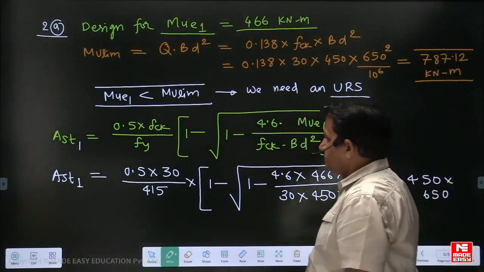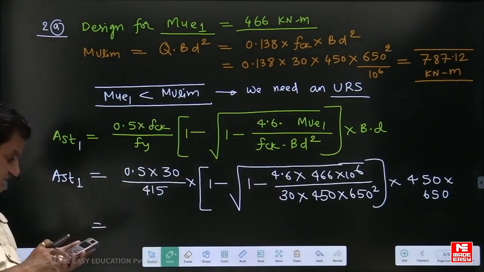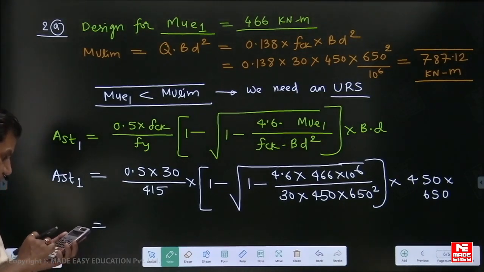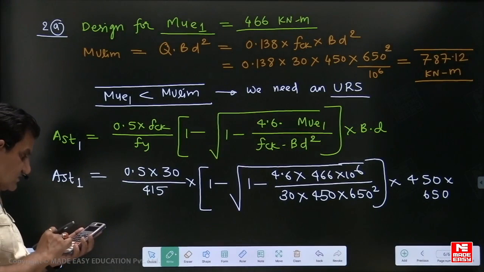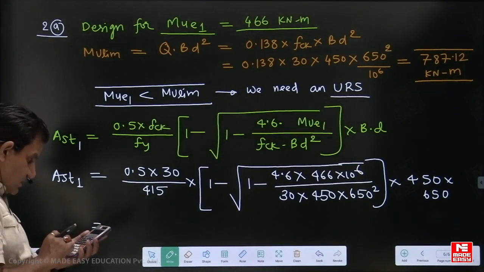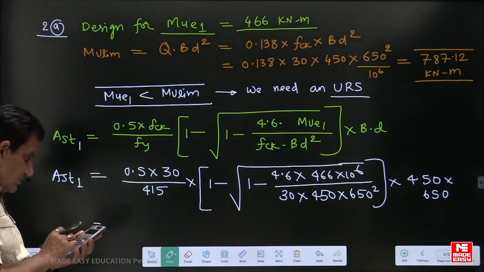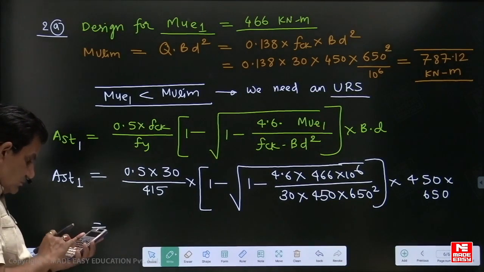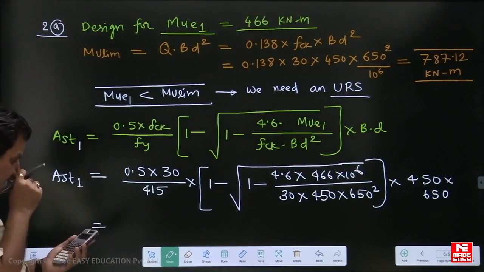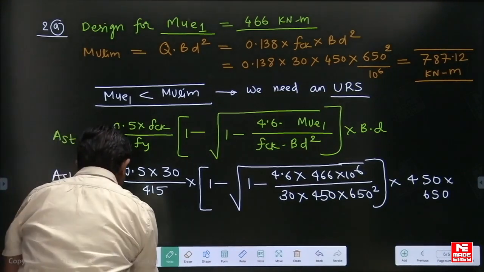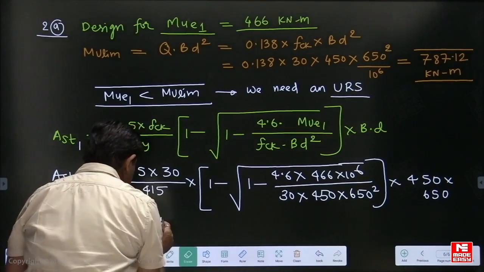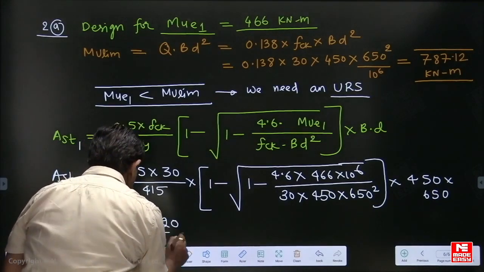So we can calculate this value. You will get the area of steel for this moment. 415 into bracket 1 minus root over 1 minus 4.6 into 466 into 10 to the power 6 divided by 30 divided by 450 by 650 square, into 450 into 650. See the value, I am getting about 19.7, or you can say roughly 20, round figure 2220 mm square.